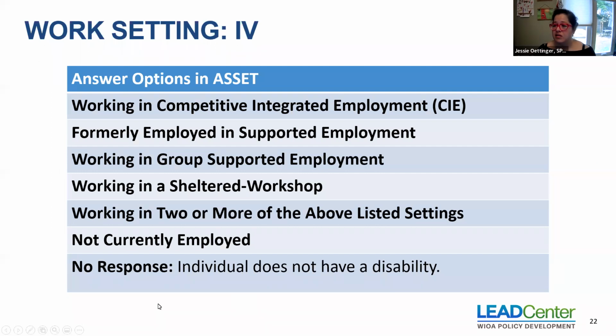All right, so then we come back to asset. What are our options? We've got working in competitive integrated employment, formally employed in supported employment, working in group supported employment, working in a sheltered workshop, two or more of those listed, or not currently employed. And again, there shouldn't be a no response, because either somebody is working or they're not working.